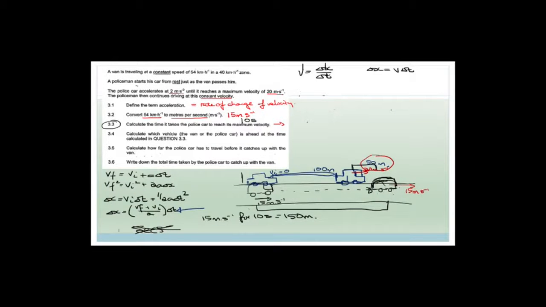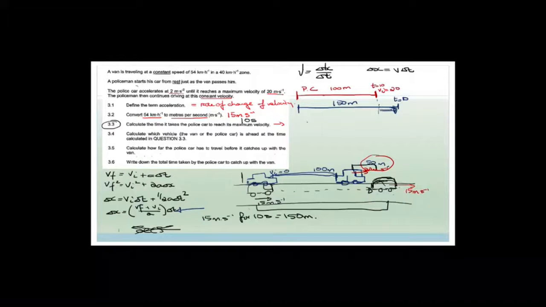From here to here, which is 10 seconds, t equals 10 seconds, the police car has traveled 100 meters. During this time, it has sped up, and the initial velocity of the police car is 20. During the same 10 seconds, the van has traveled 150 meters. So the van is already 50 meters ahead of him.